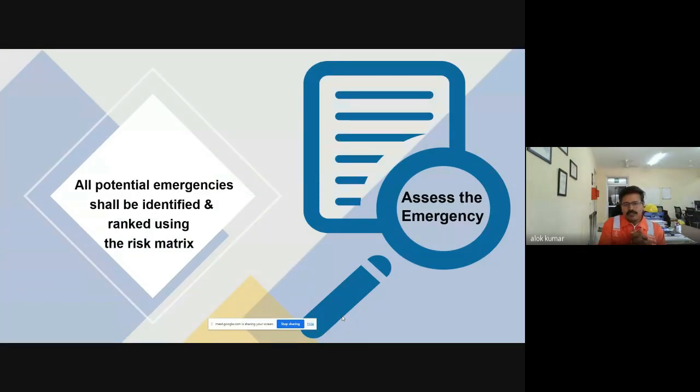All potential emergencies shall be identified and ranked using a risk matrix. I'm sure that you all might know what a risk matrix is. Based on the risk matrix, we can identify the different kinds of emergencies, and based on their frequency and severity, we can rank them accordingly.